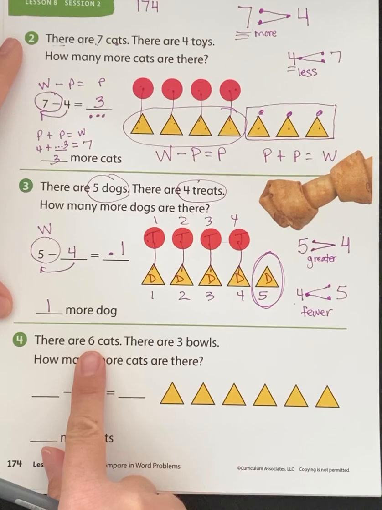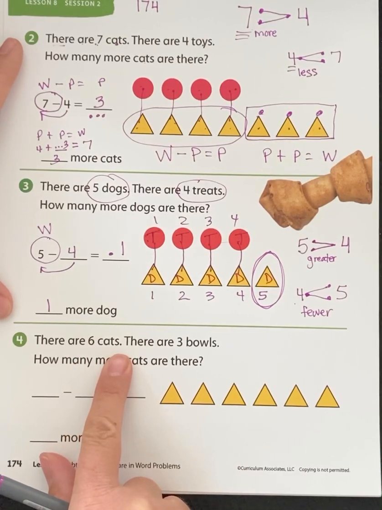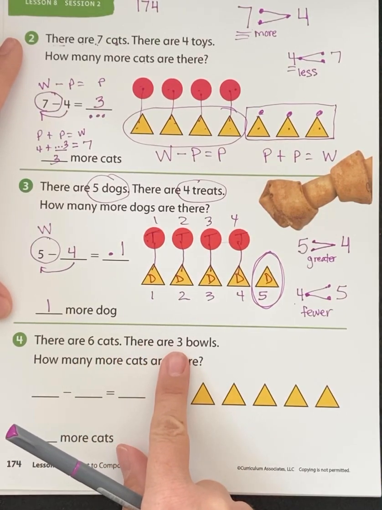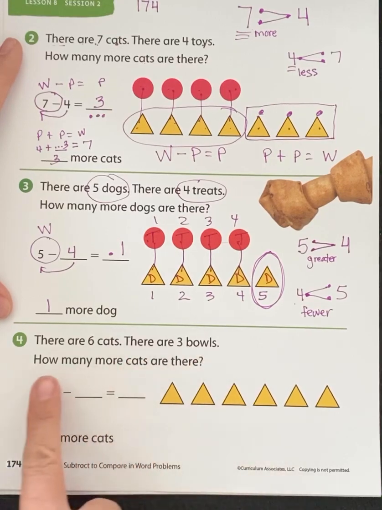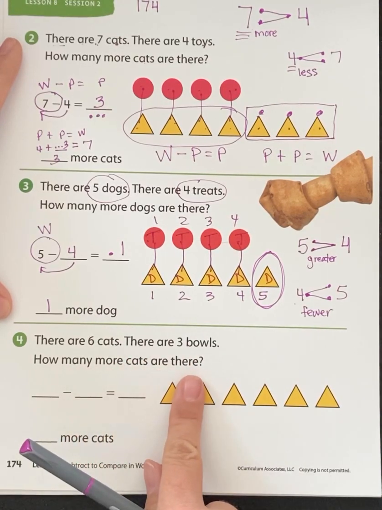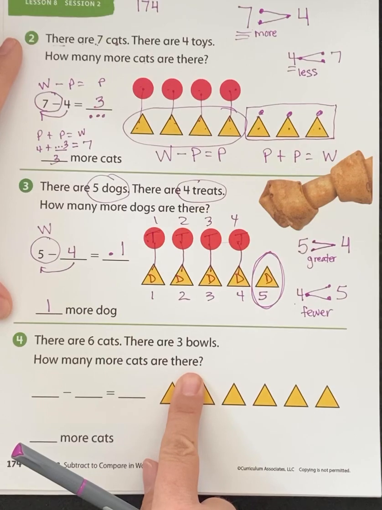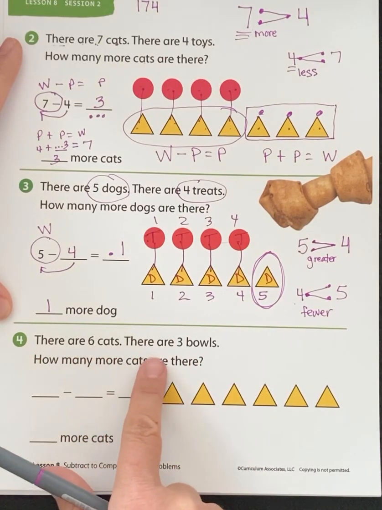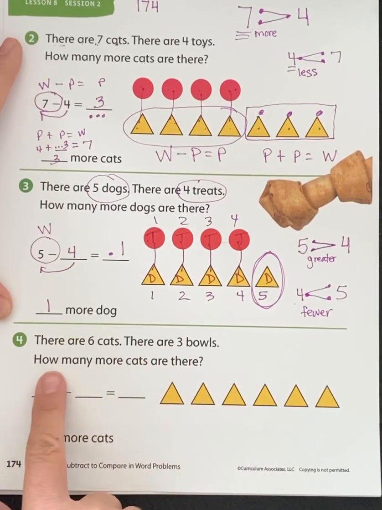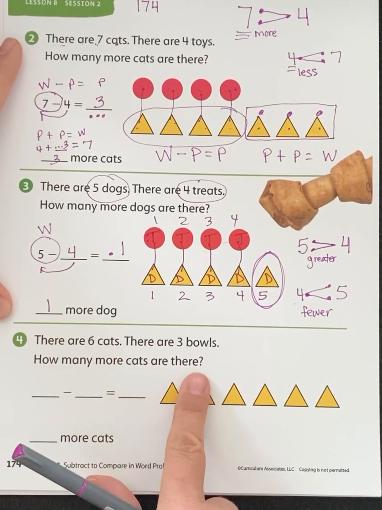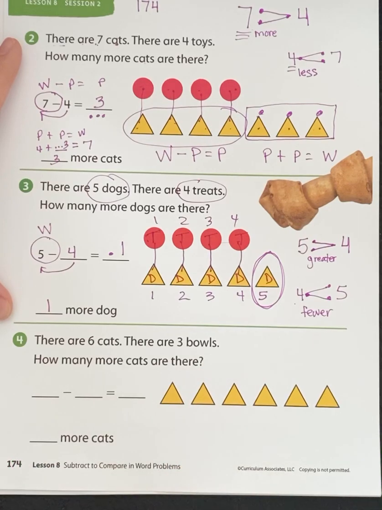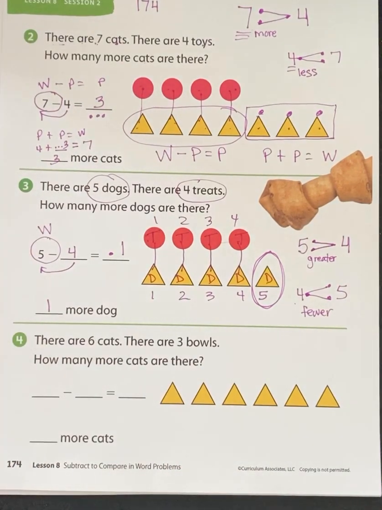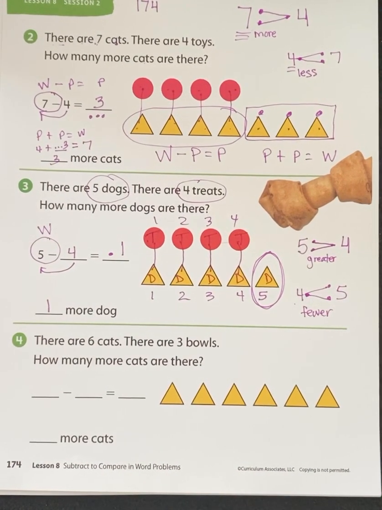Number 4. There are 6 cats. There are 3 bulls. How many more cats are there? Read it again. There are 6 cats. There are 3 bulls. How many more cats are there? Close your eyes. There are 6 cats. There are 3 bulls. How many more cats are there?